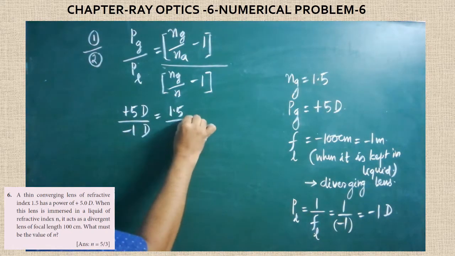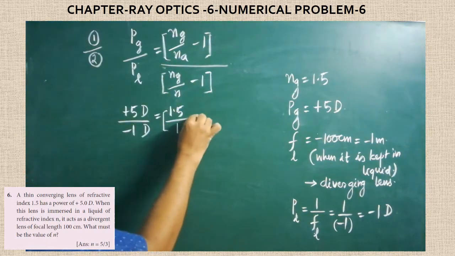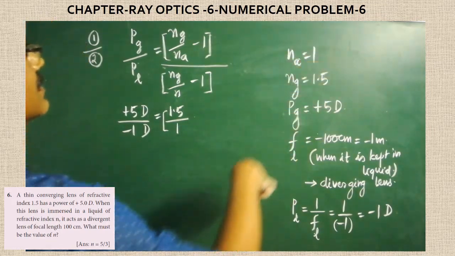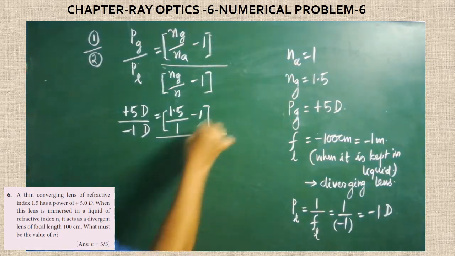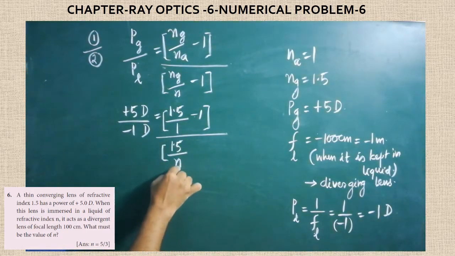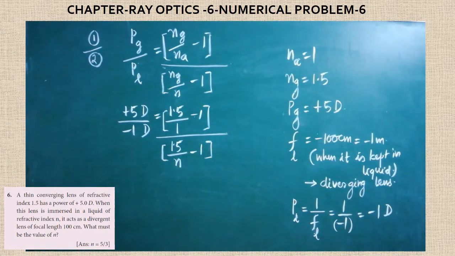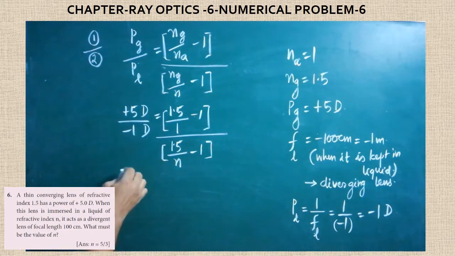And then Ng, what is Ng? 1.5 divided by refractive index of air is how much? 1. So that also must be written. You should always know that the refractive index of air is 1. Minus 1, whole divided by Ng value again 1.5 divided by N, the unknown refractive index of the liquid, minus 1. So substitute in a very easy format, you can easily calculate. Plus 5 divided by minus 1, diopter can be cancelled. So finally you are getting minus 5.